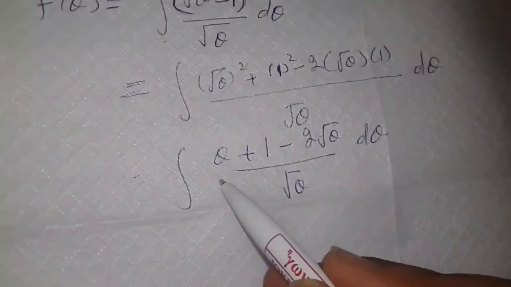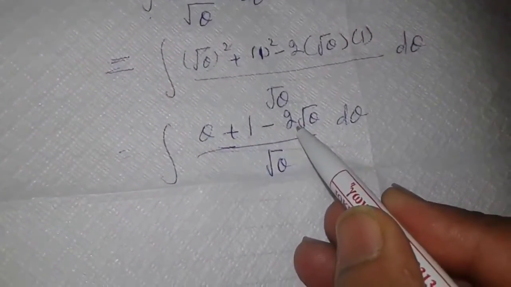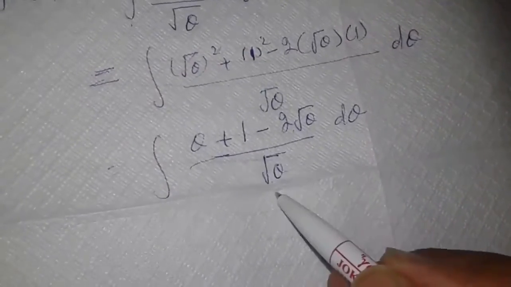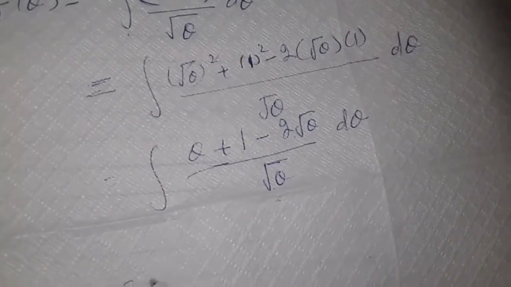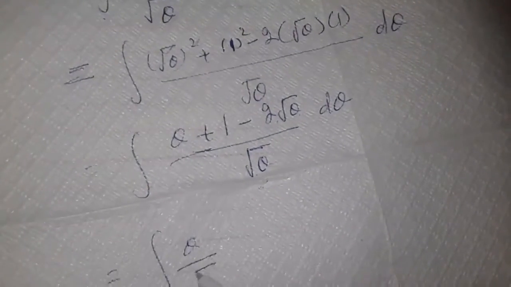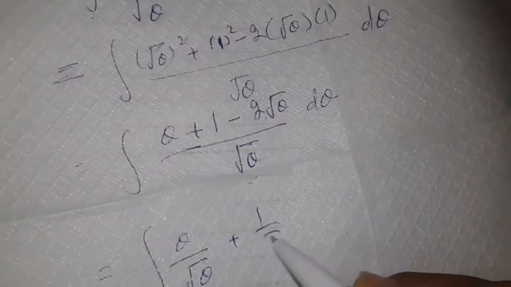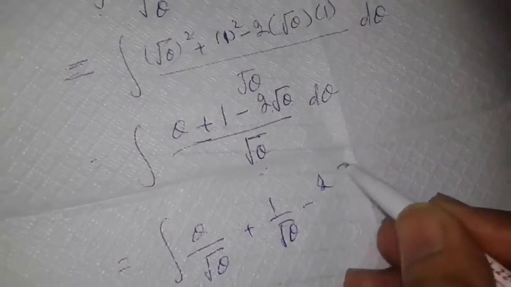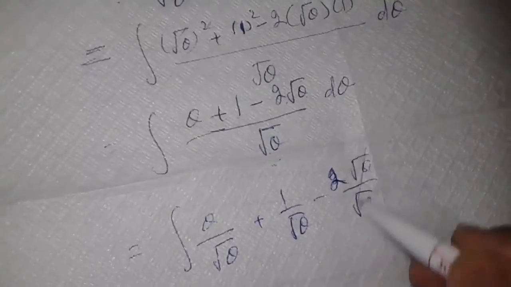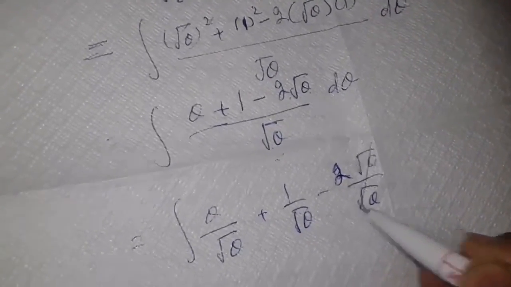And again we know that there are three different terms in the numerator divided by a single term in the denominator, and we can divide all of these three terms by this single term: theta over under root theta plus 1 over under root theta minus 2 under root theta over under root theta. No need to explain, theta cancelled by theta.